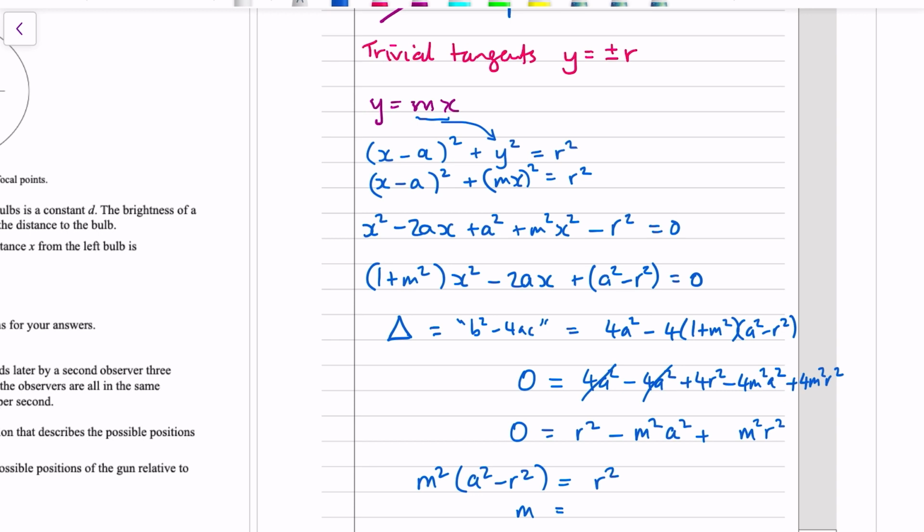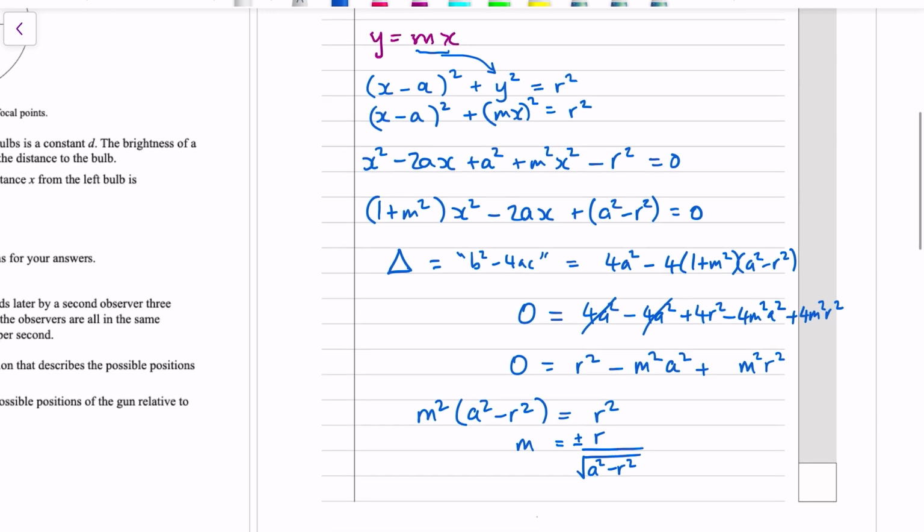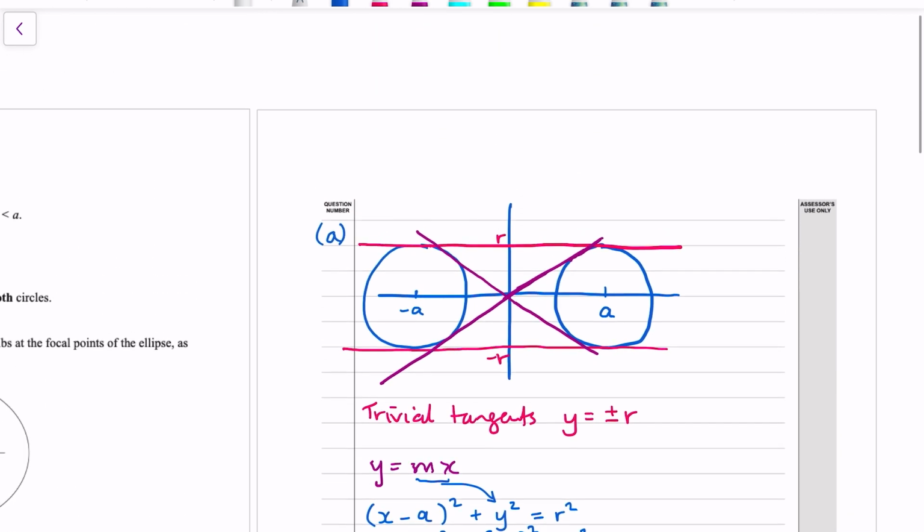So therefore m equals r over the square root of a squared minus r squared. So divide down the a squared minus r squared, then take the square root. And it's plus or minus because we can have a positive or negative slope as we saw on the diagram. So the equations of the lines, therefore y equals plus or minus r over root a squared minus r squared times x.